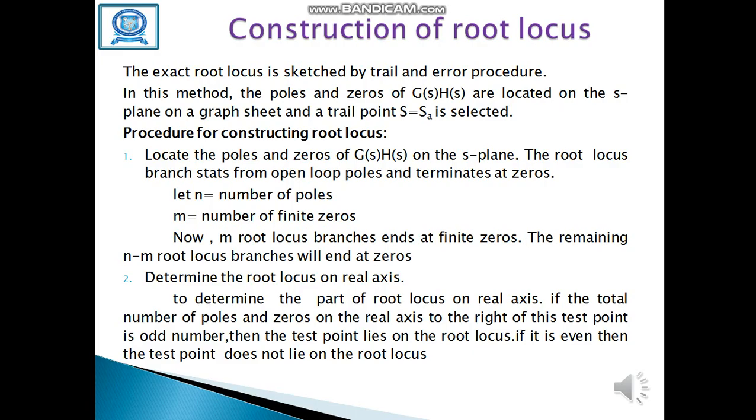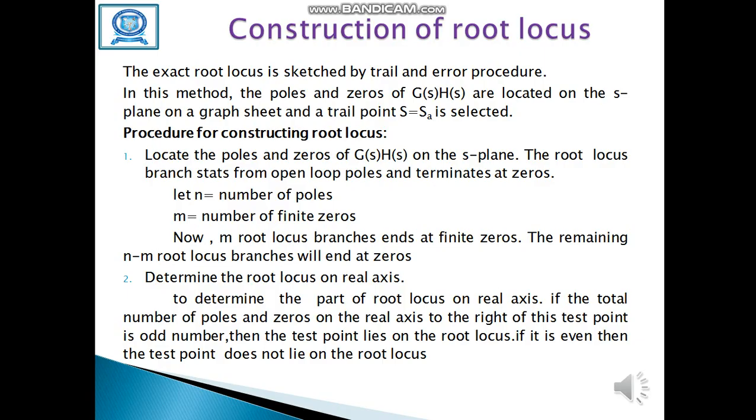The exact root locus is sketched by a trial and error procedure. In this method, the poles and zeros of G(s)H(s) are located on the s plane on the graph sheet and a trial point s = sa is selected. Procedure for constructing the root locus: first, locate the poles and zeros of G(s)H(s) on the s plane. The root locus branches start from open loop poles and terminate at zeros.